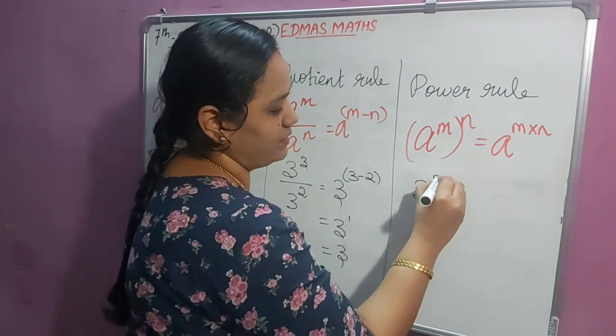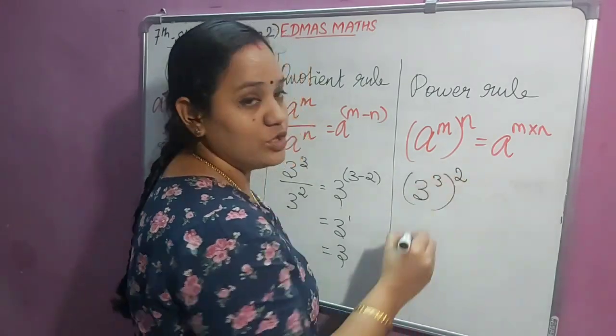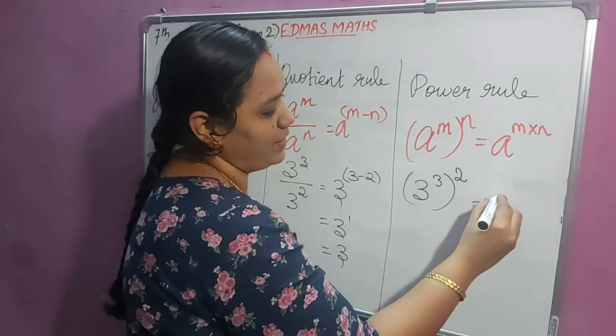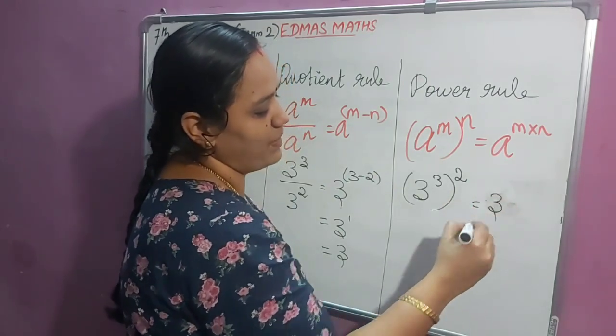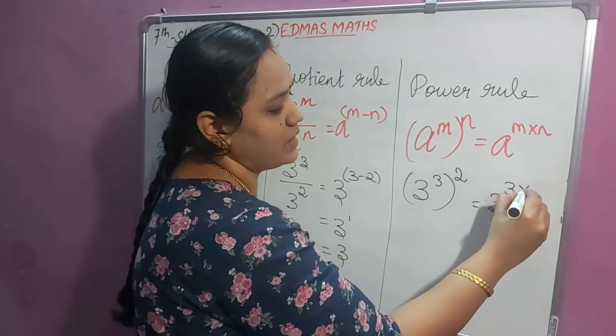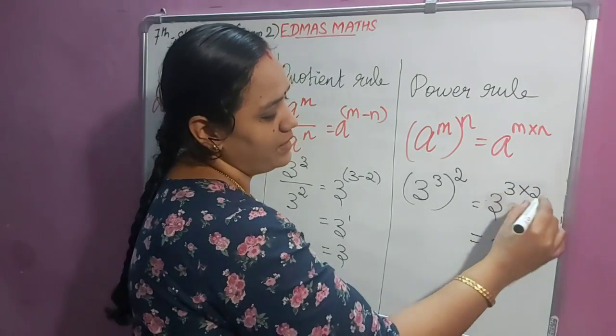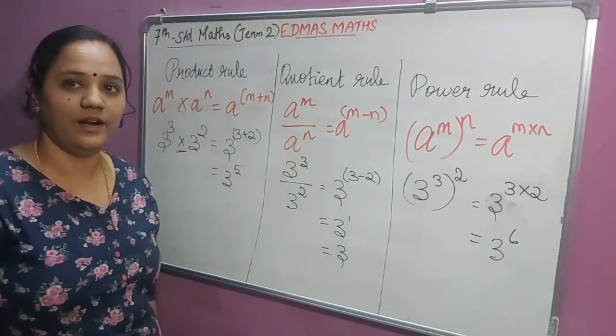Now 3 power 3 the whole power 2. So using power rule we can write 3 power 3 into 2. So 3 twos are 6. So that is your answer.